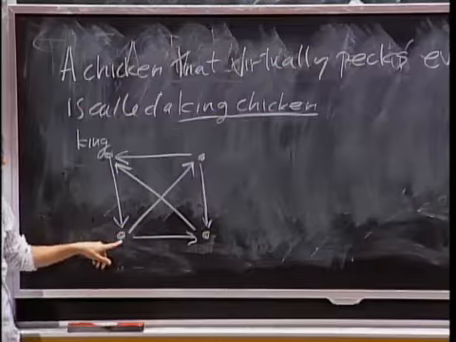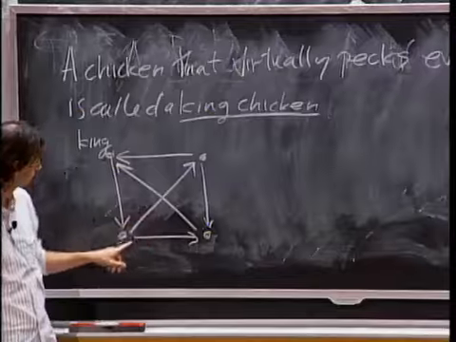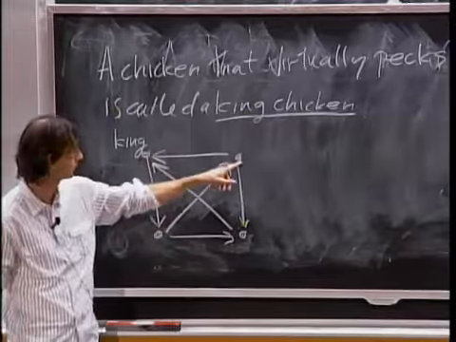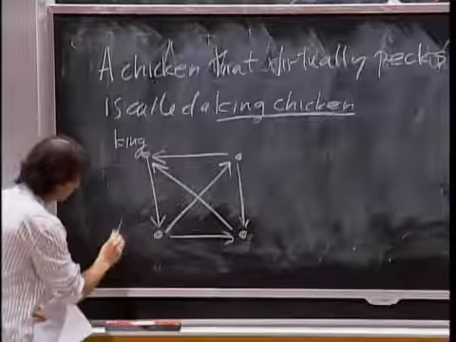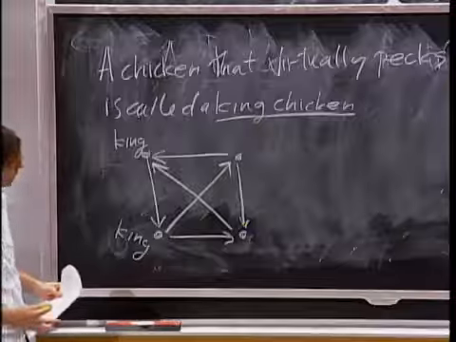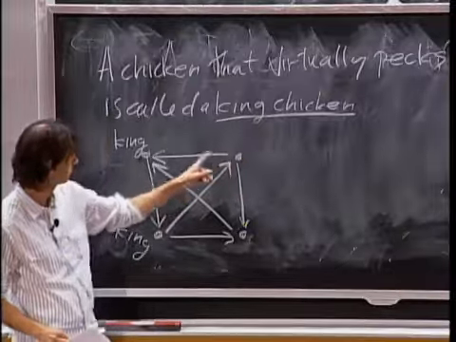This one, well, let's have a look. It pecks this one and this one. Can it virtually also peck this one? Yay. There's a friend over here that is doing that for him. So this one is actually also a king. So you can have multiple king chickens in here. What about this one? The same story.